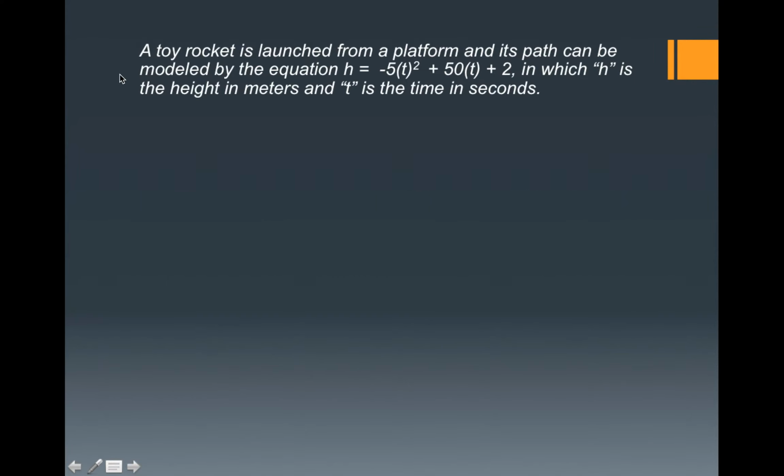Okay, a toy rocket is launched from a platform and its path can be modeled by the equation h equals negative 5t squared plus 50t plus 2, in which h is the height in meters and t is the time in seconds. The first part of the question asks, what is the height of the platform?